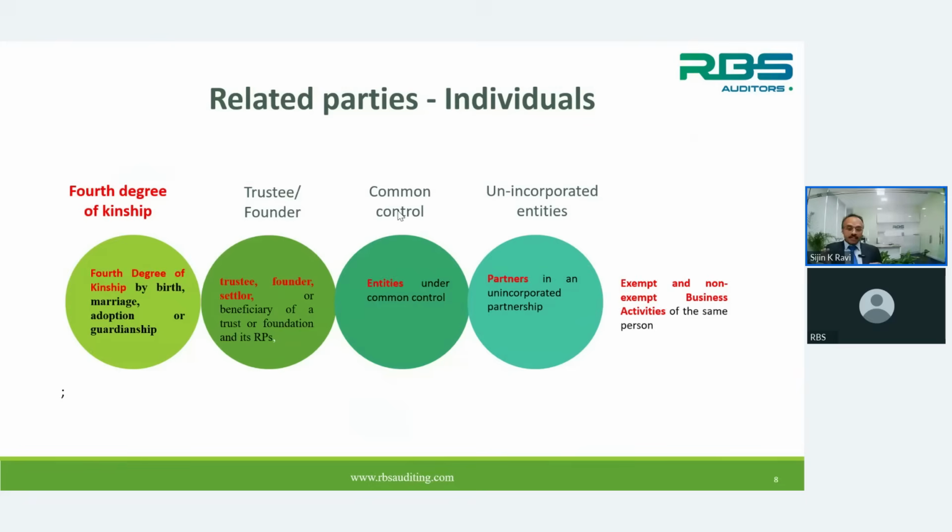In that case, the partners in an unincorporated entity are treated as individuals, and again are treated as natural persons. Then exempt and non-exempt business activities: persons doing the same activity, whatever activities we have mentioned area-wise, those people will be treated as connected persons.